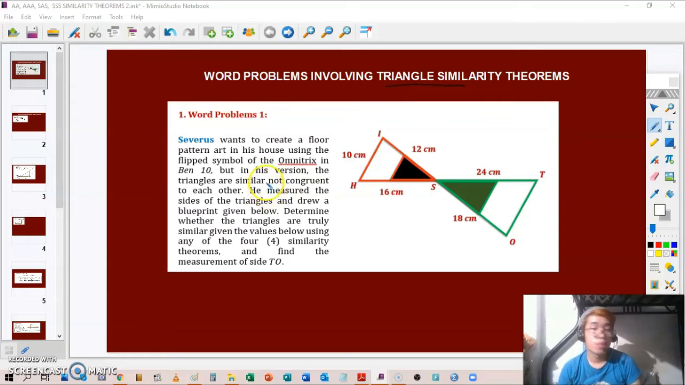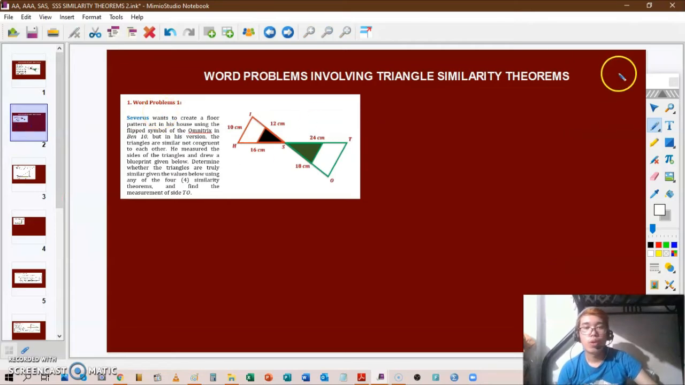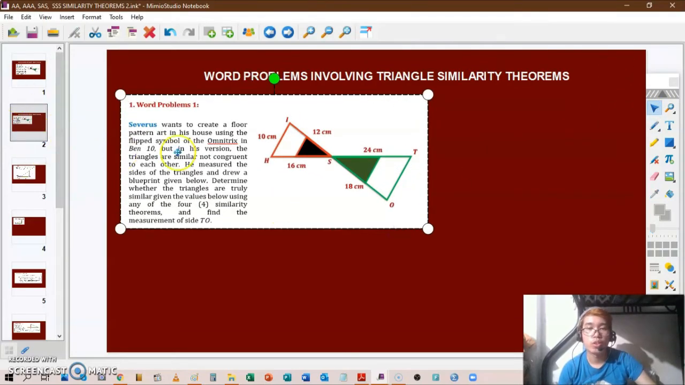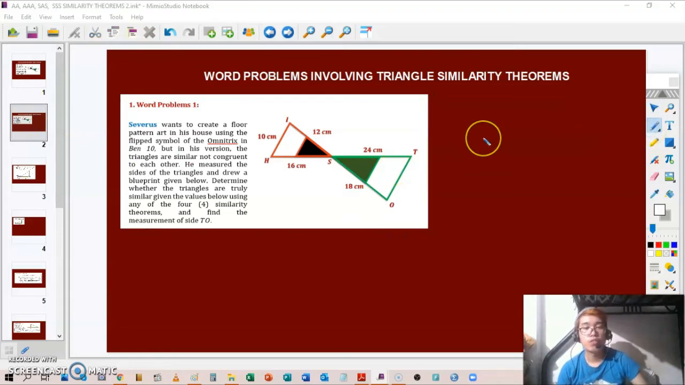The triangles are similar but not congruent to each other. He measured the sides of the triangle and drew a blueprint given on the right, so determine whether the triangles are truly similar to each other. So how do we do that? How do we know whether the triangles are truly similar to each other? And how can we find the measurement of TO?